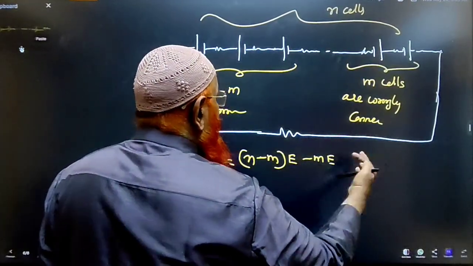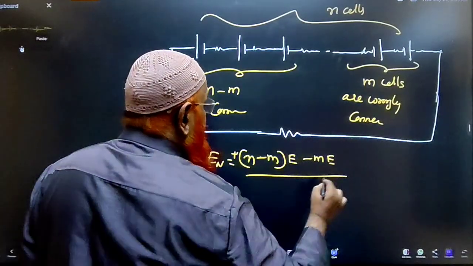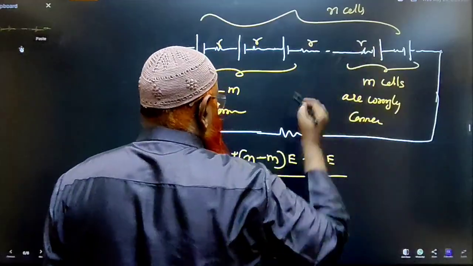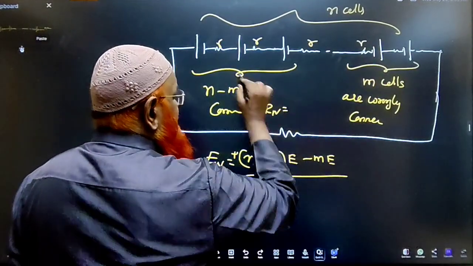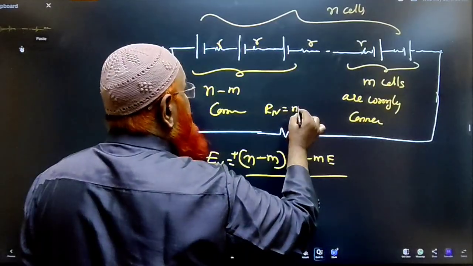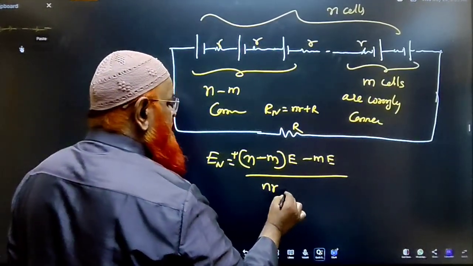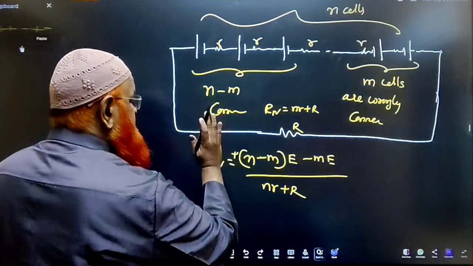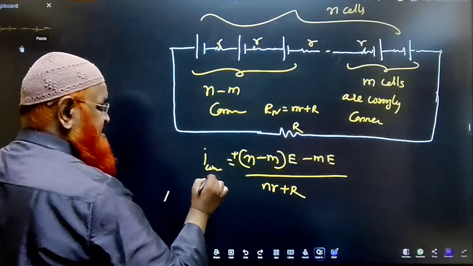So M into E, I will change the direction. These are positive, they are negative. Divided by the internal resistance, divided by R net, total resistances. So these are all in series. So N into small r plus external resistance. That's it. So N into small r plus external resistance. Therefore, I am getting now the wrongly connected cases.